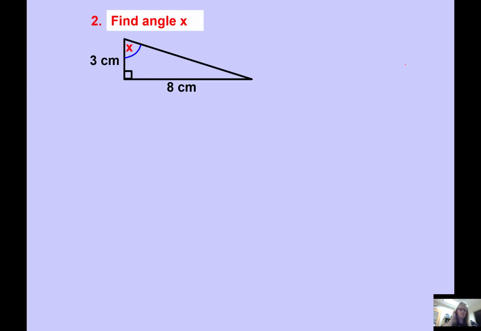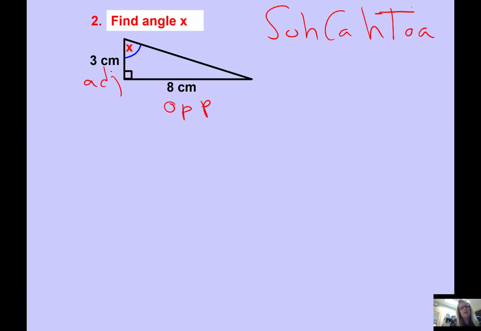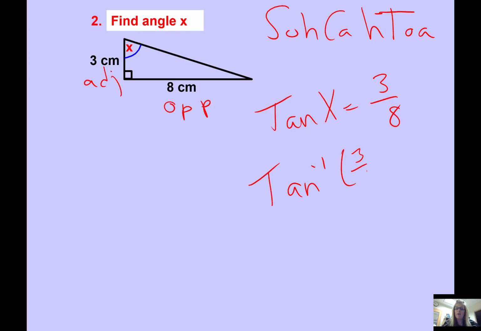All right, problem number 2. Here we go. I'm finding an angle X. So I say to myself, before I begin, I'm going to label my sides. This is opposite. This is adjacent. According to my trusty handy cheat sheet right here, this is going to be SOHCAHTOA. So the tangent of X equals 3 over 8. What do we do? Did you say find the inverse because I'm looking for an angle? If so, you are correct.